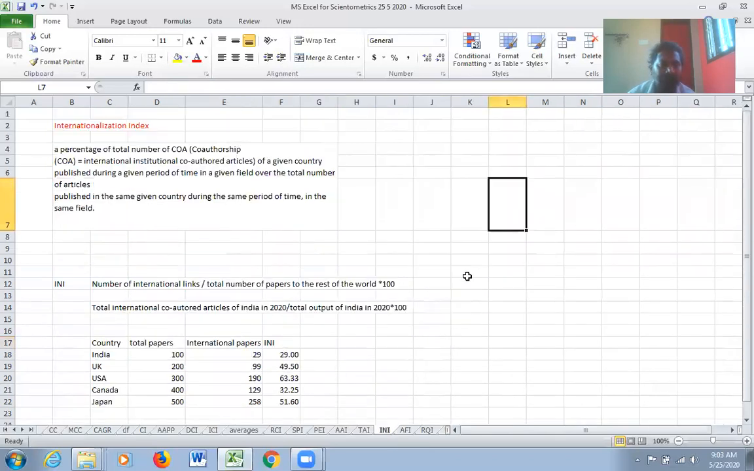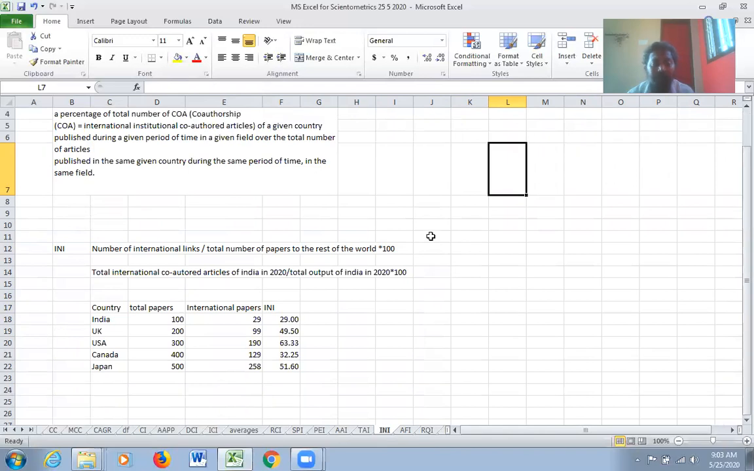Then comes INI, Internationalization Index. It tells you the number of international links divided by the total number of papers, to the rest of the world, in the 100.